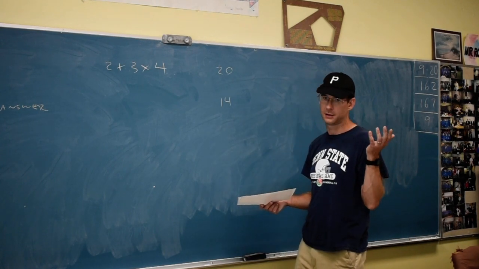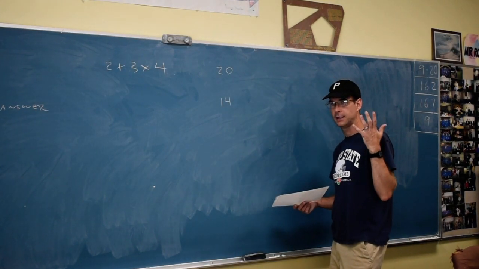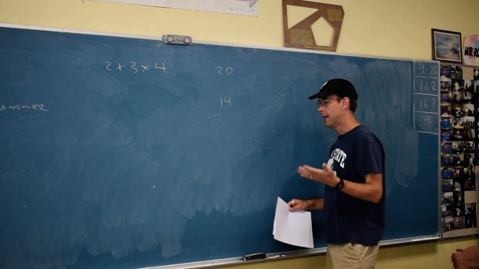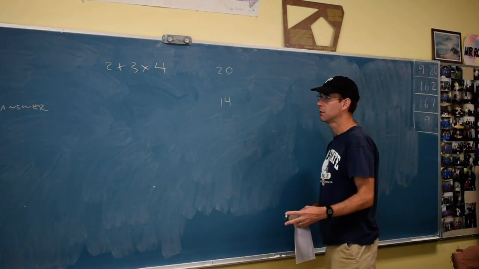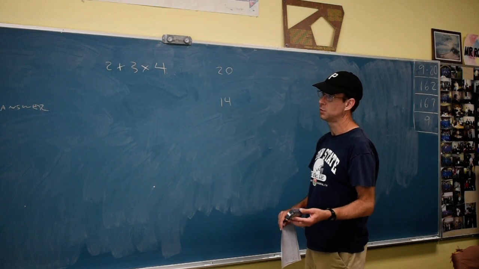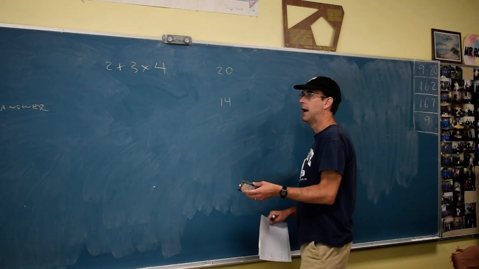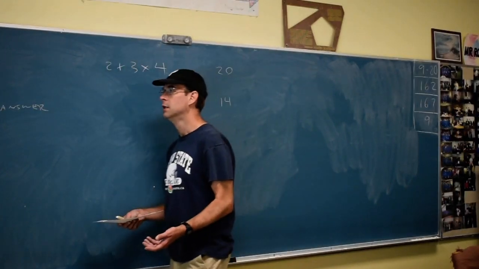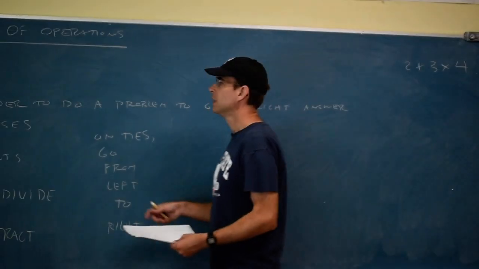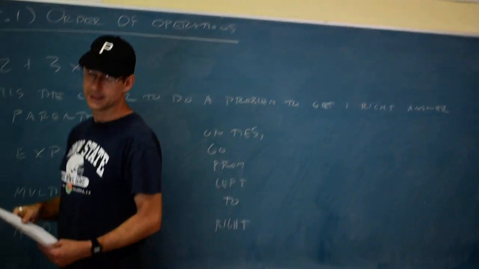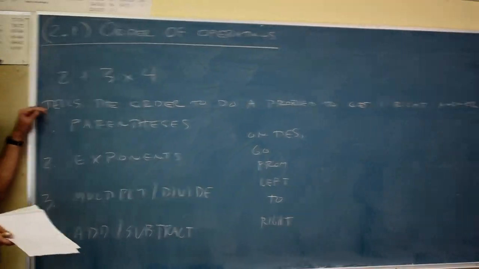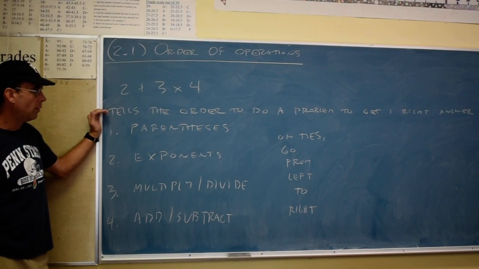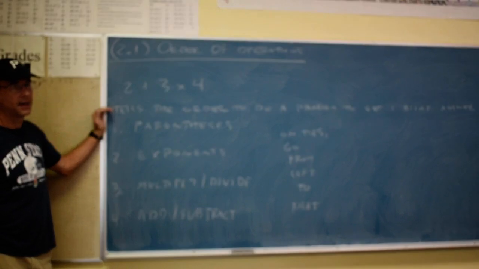Okay, math, pretty much most of the time, you get 1 right answer. Somebody in the room would have eventually remembered, hey, wait a second, we've learned this before. There's a ruling on this. There's a thing called the order of operations, and that's what 2.1 is about. The order of operations exists because it's going to tell you the order to do a problem, so you only get 1 right answer.